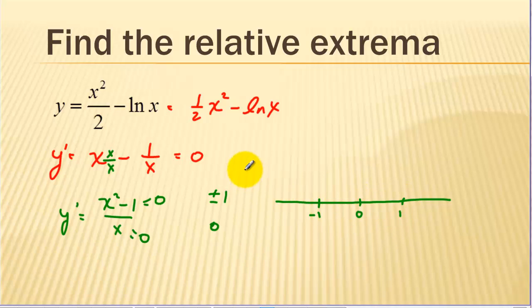Now if we look back at the original function, the domain of the log function is positive numbers. You can't take the log of 0 and you can't take the log of negative numbers. So these numbers here are outside the domain of the function, so we don't even really need to look at those. So we're just going to be looking at this interval.